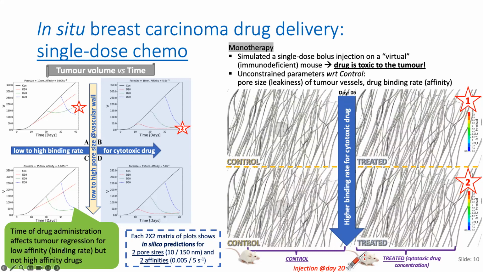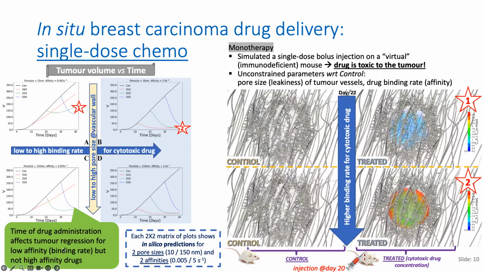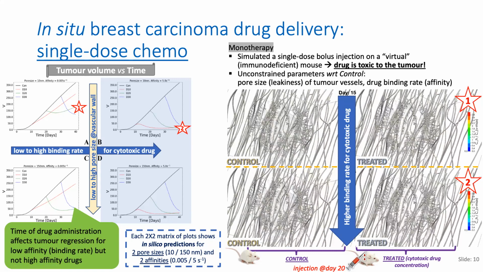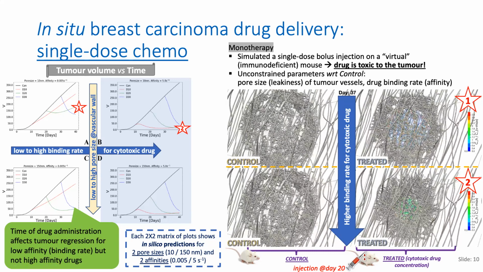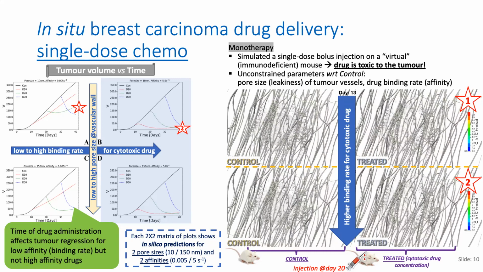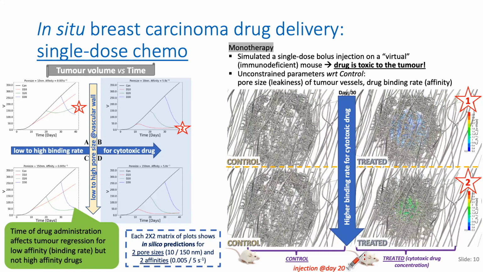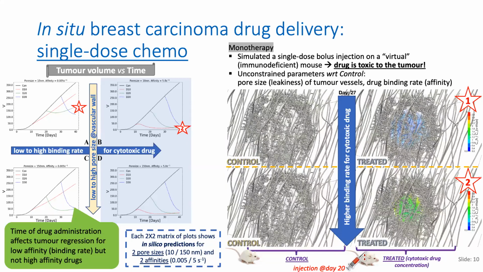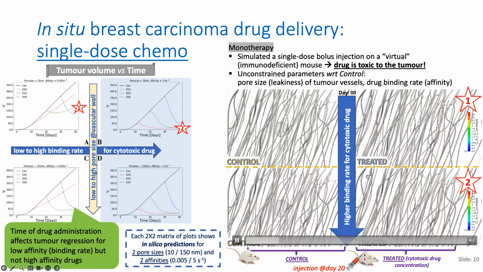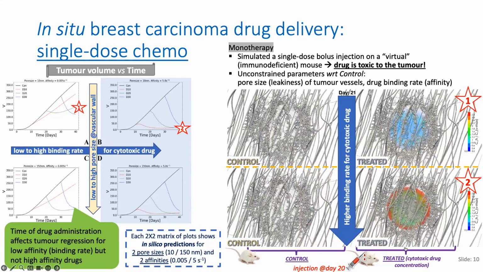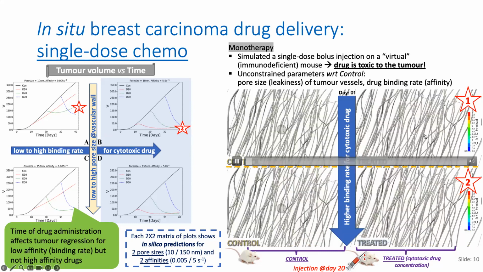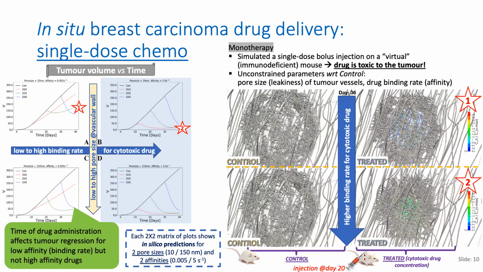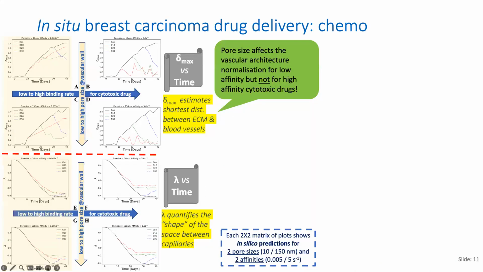And so we have, in the bottom left bubble, that the time of drug administration affects tumor regression for low affinity, but is not that pronounced for high affinity drugs. So having a drug that binds very fast to the cancer cells does not necessarily mean that it will have the best effect. This is just an example. You see on the right some animations in the control and treated scenarios, and those contours indicate the amount of drug bound to the tumor.